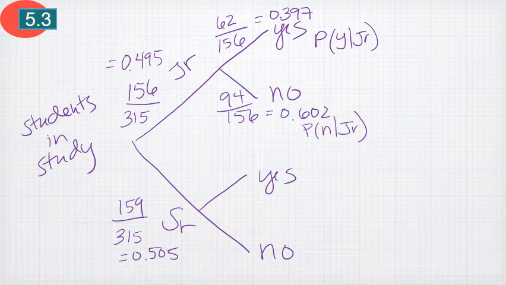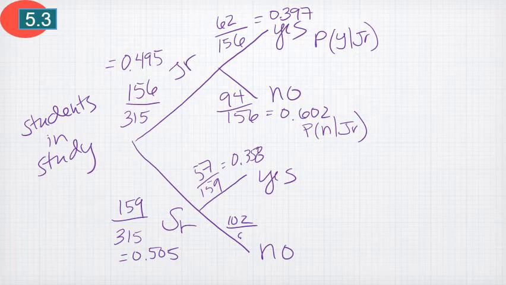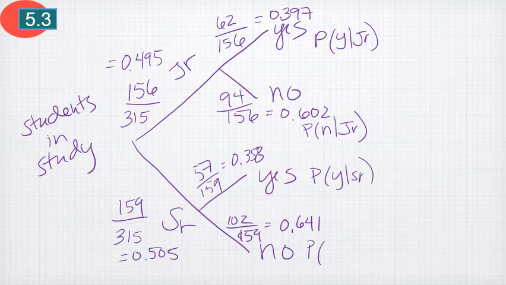Same deal here. On this branch, I would put this probability: 57 of our seniors said yes, out of a total of 159 seniors, so that probability is 0.358. And on this branch, 102, because that's the seniors who said no, out of 159, for a probability of 0.641, or something similar. Again, these are conditional probabilities: the probability of yes given that they're a senior, and the probability of no given that they're a senior.